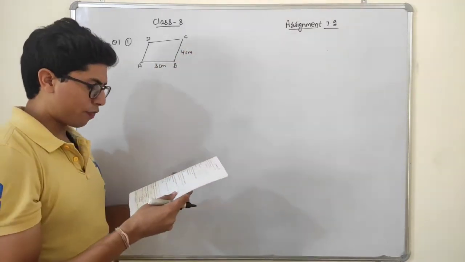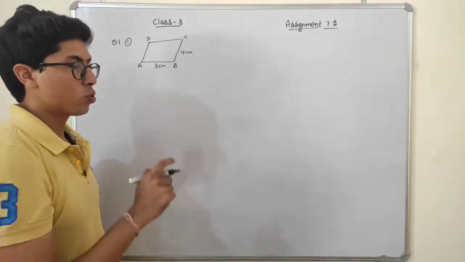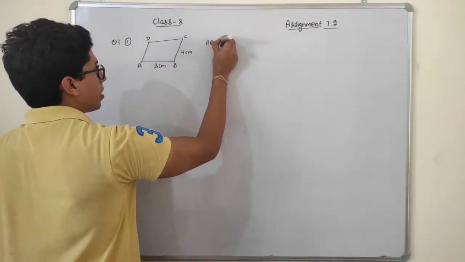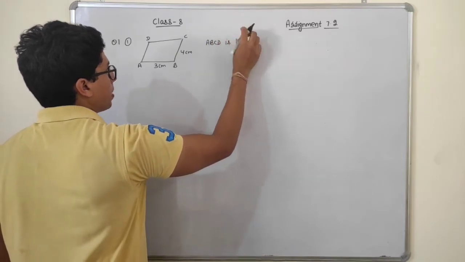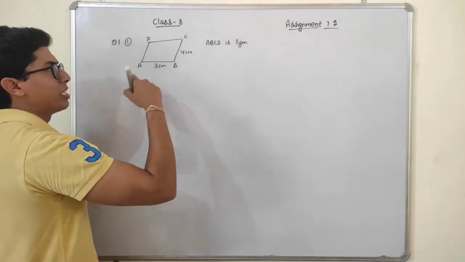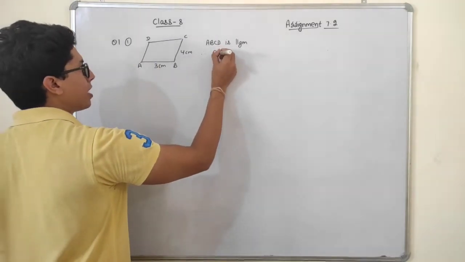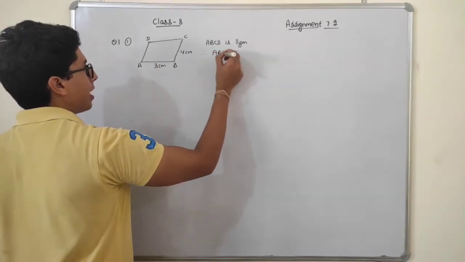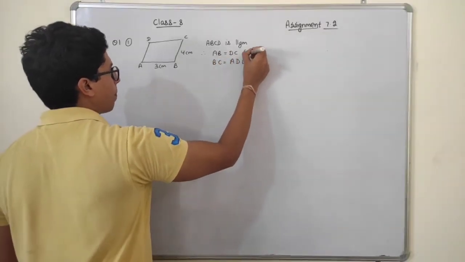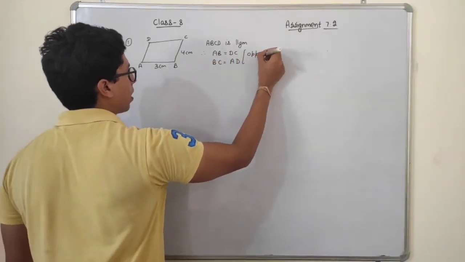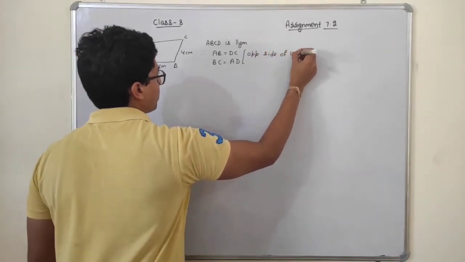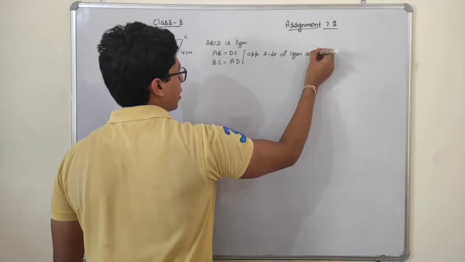Now, students, I have to find out the perimeter. Okay. Students, see, ABCD is a parallelogram. Therefore, opposite sides are equal. Therefore, AB is equal to DC and BC is equal to AD. And the reason is opposite sides of a parallelogram are equal.